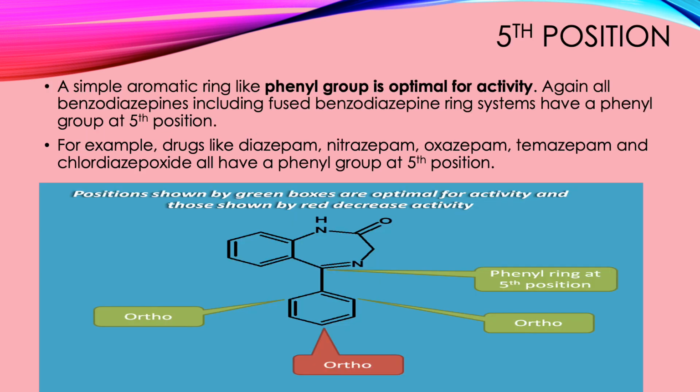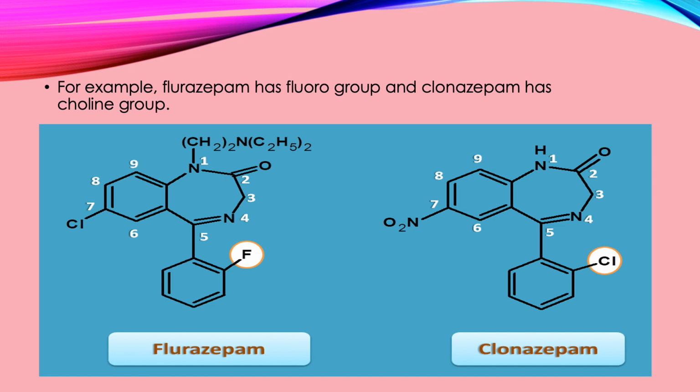In our fifth position, a simple aromatic ring like a phenyl group is optimal for activity. Again, all benzodiazepines, including fused benzodiazepine ring systems, have a phenyl group at fifth position. For example, drugs like diazepam, nitrazepam, oxazepam, temazepam, and chlordiazepoxide all have a phenyl group at fifth position. Another example is flurazepam, which has a fluoro group, and clonazepam, which has a chlorine group.